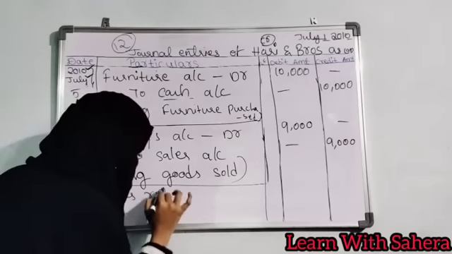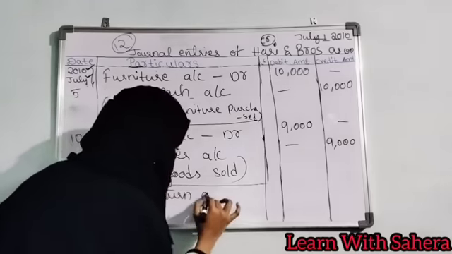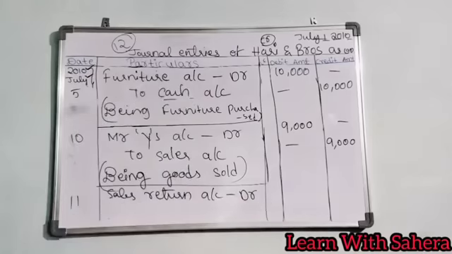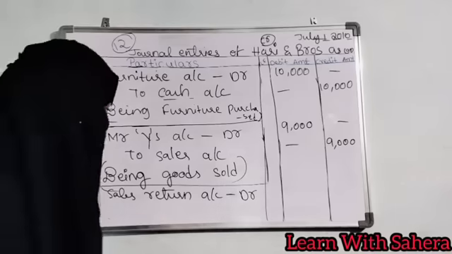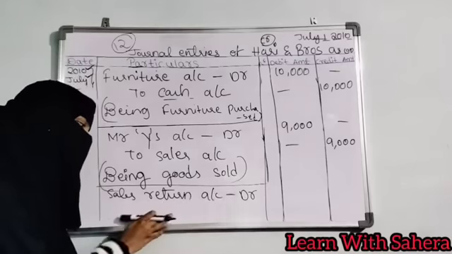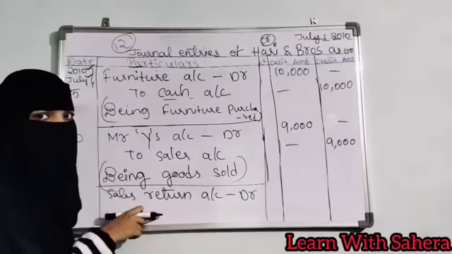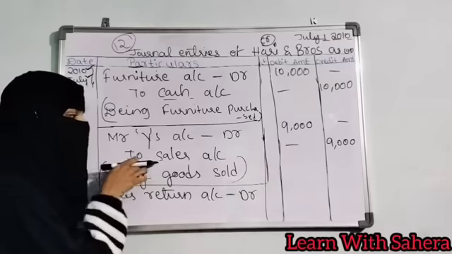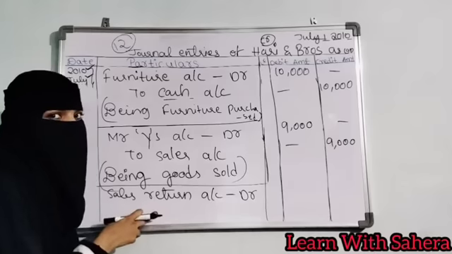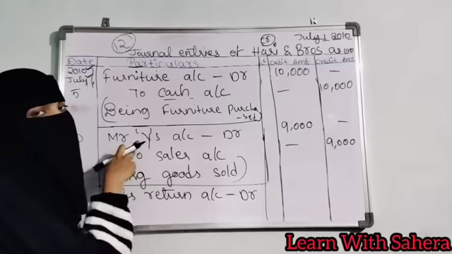Sales return account debit. Sales return account debit. To what, children? What will it be? You tell me now. Sales return account debit. When the goods are coming inside, who is the giver? Here we were giving, so we wrote sales account. Now here who is the giver? Here Y is the giver.